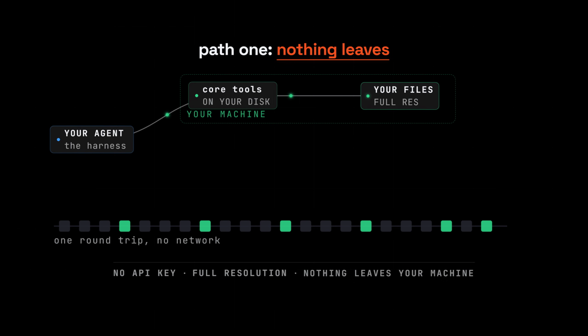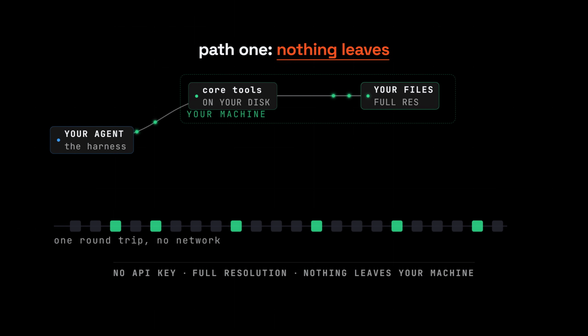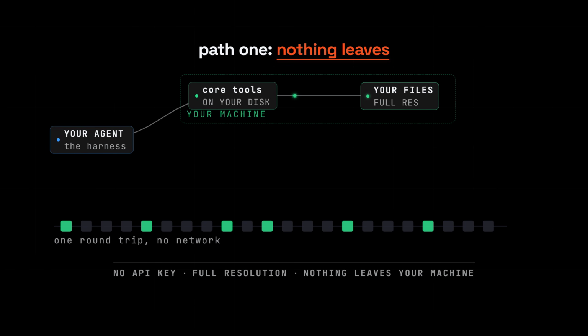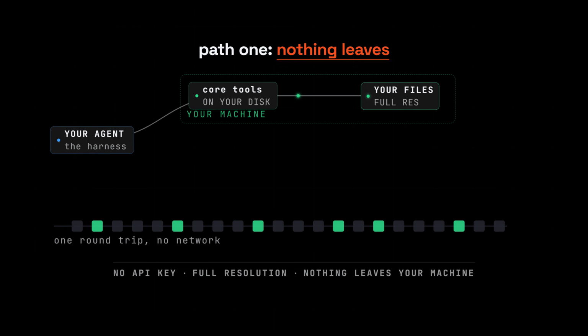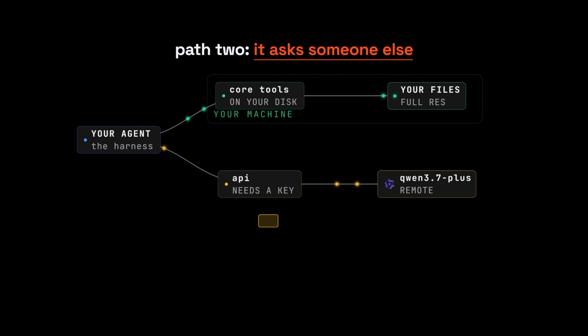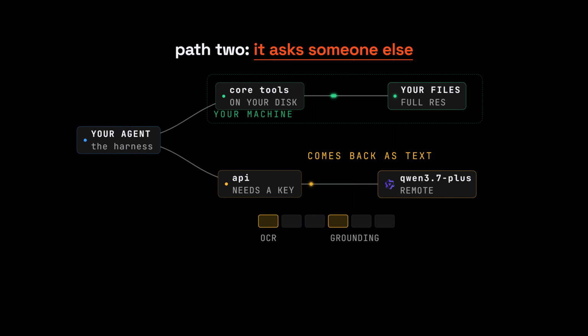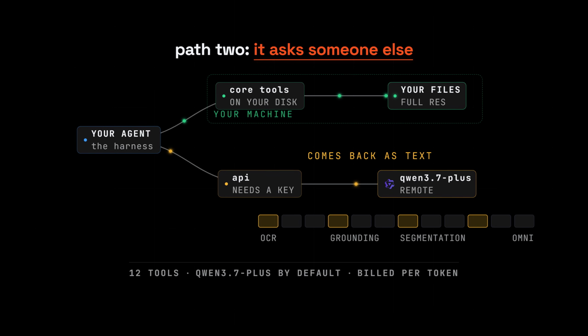Local reading, no API key, nothing leaves your machine, full resolution, and it needs a model that already has eyes. Path 2 is delegation. The API capability calls a remote vision model, Qwen 3.7 Plus by default, and hands your agent back text. 12 tools sit there: OCR, grounding for bounding boxes, segmentation, and an Omni family that reads a video's frames and its audio track in the same call.